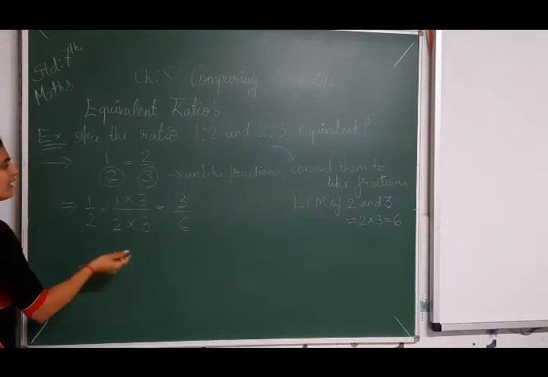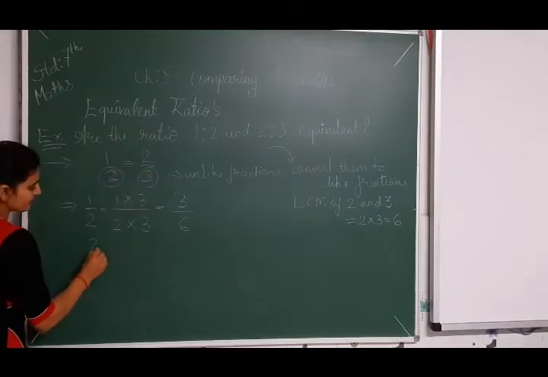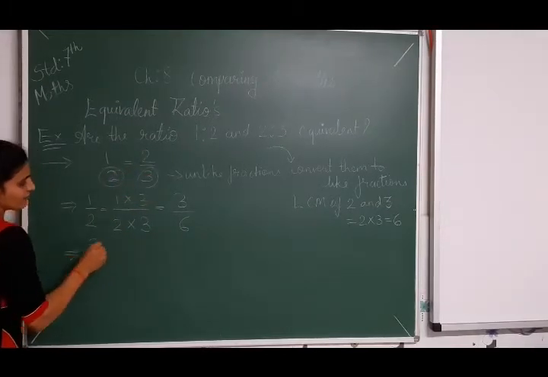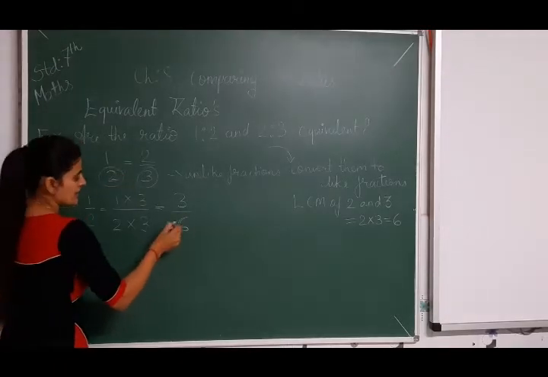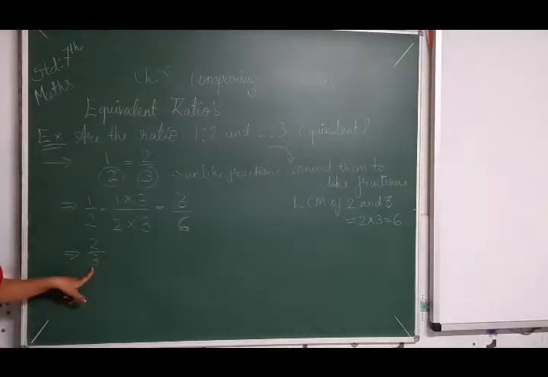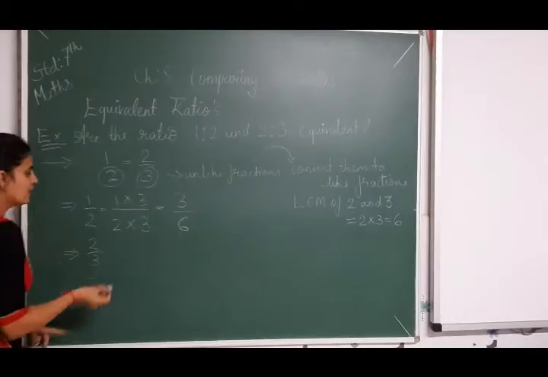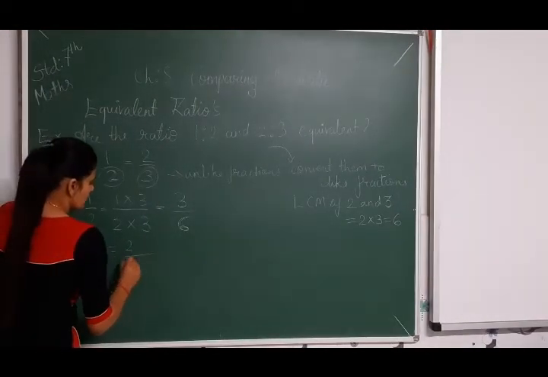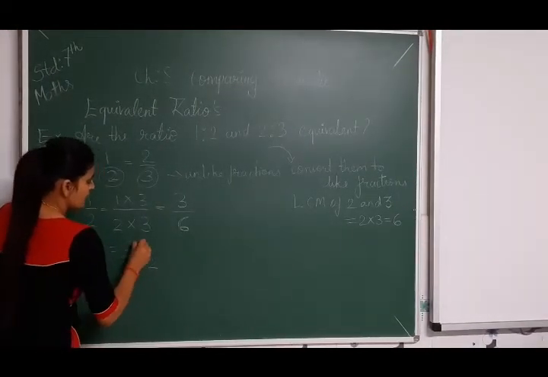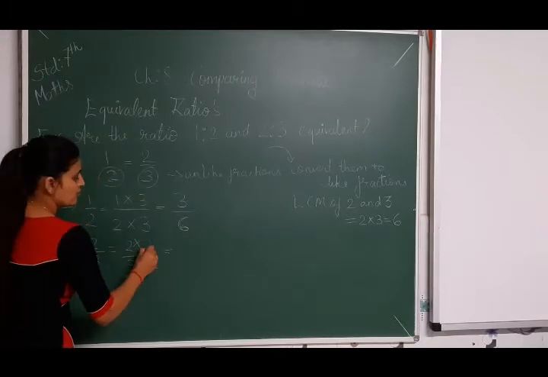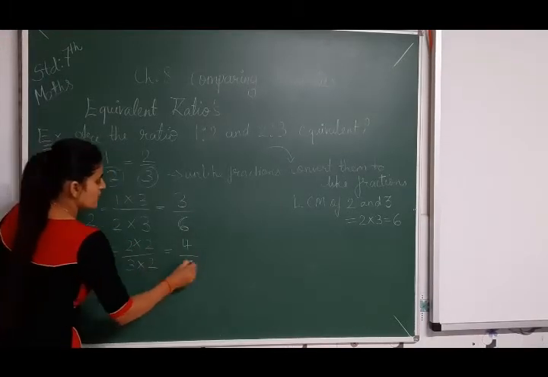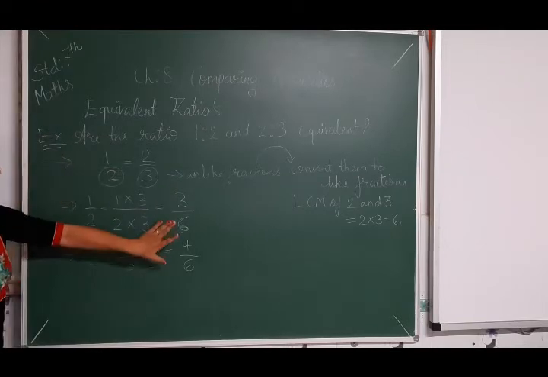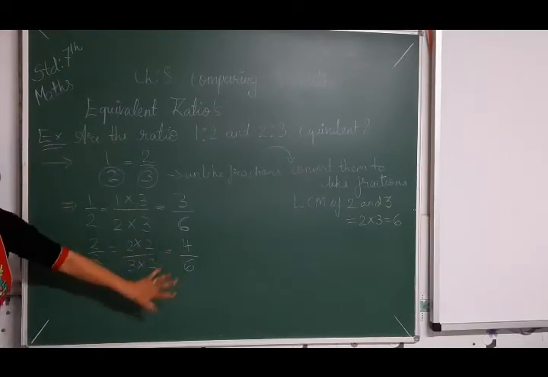These are equivalent. After that 2 by 3. 2 by 3 we will convert to the denominator 6. So 3 is there. So 3 2s are 6. So we have to multiply by 2, denominator and numerator both. So 2 2s are 4, 3 2s are 6. So 1 by 2 is 3 by 6 and 2 by 3 is 4 by 6.